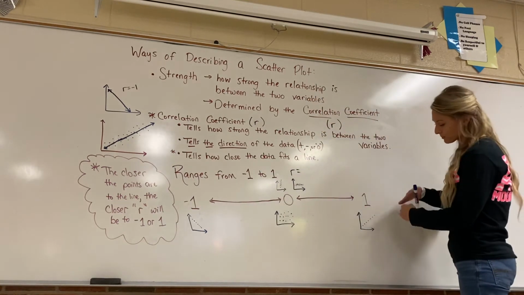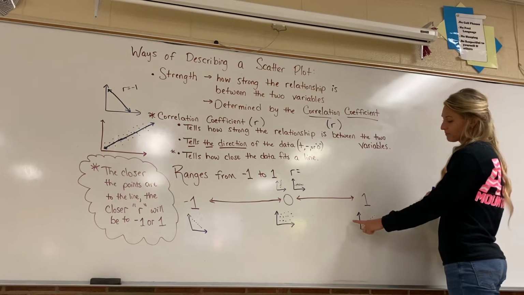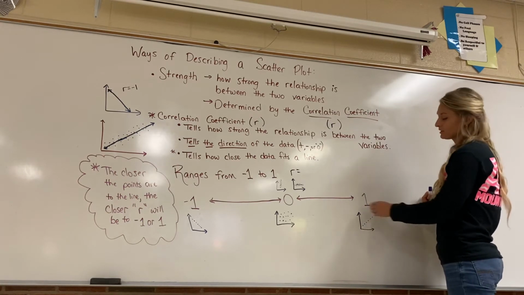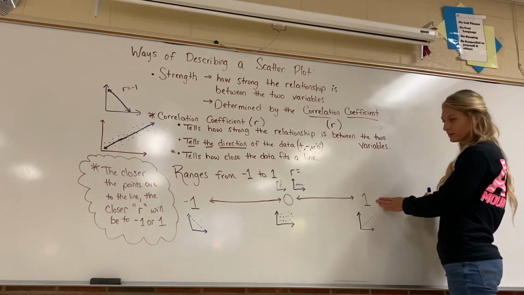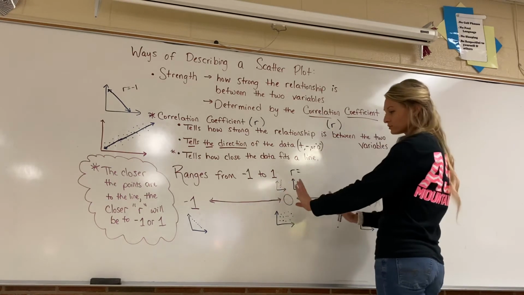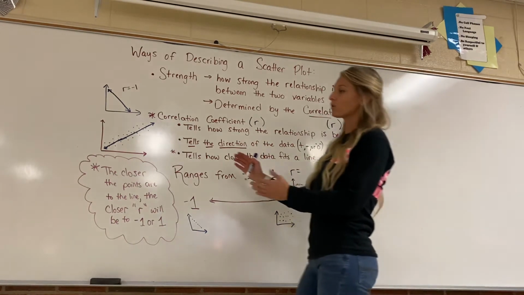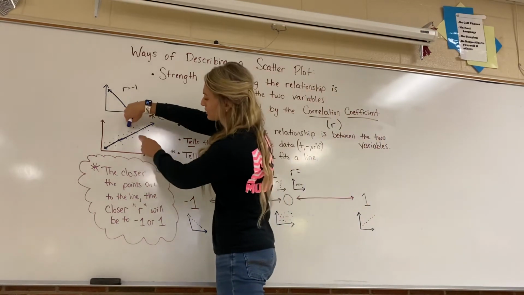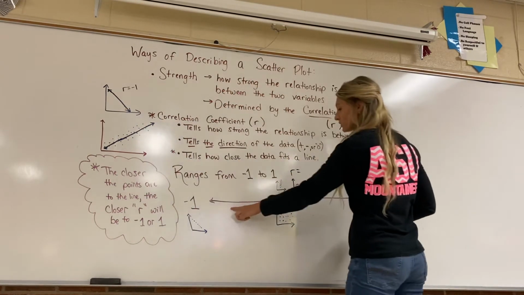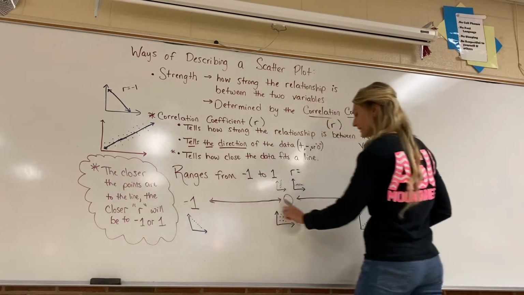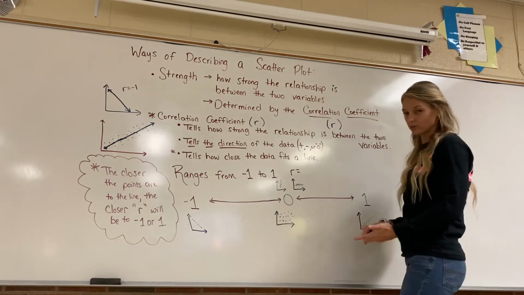The more they form a line in a positive direction, the closer it's going to be to +1, okay? So now let's talk about the middle stuff, all right? When you start having the coordinates or the points a little bit further out, the correlation coefficient is going to be somewhere in between these two numbers.